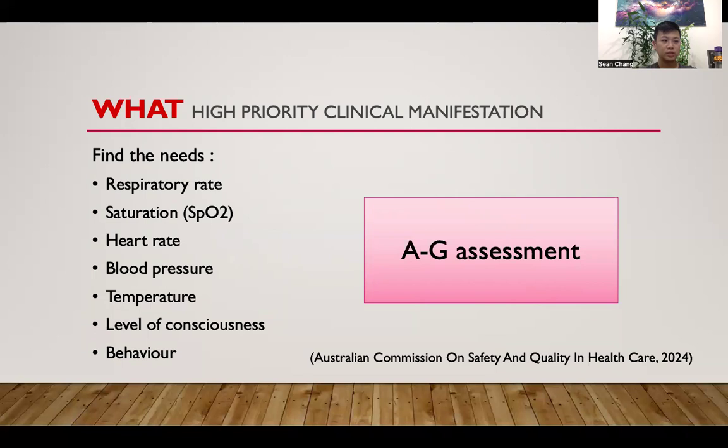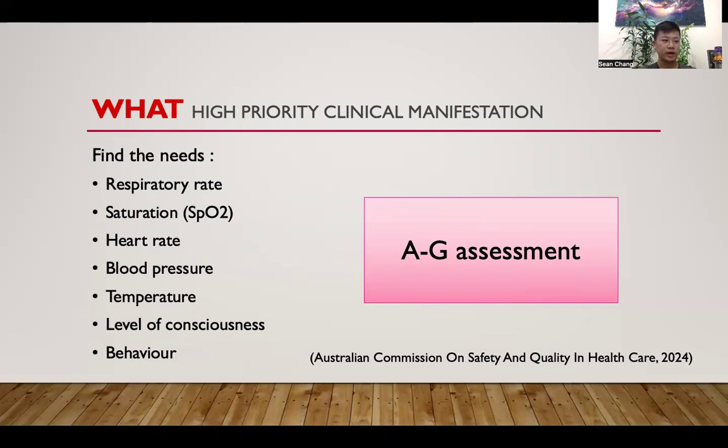The Australian Commission on Safety and Quality in Healthcare indicated that great monitoring can ensure the care meets patients' need. The organization also outlines several key parts to monitor, including respiratory rate, saturation, heart rate, blood pressure, temperature, level of consciousness, and behavior. These elements generate the format of primary survey as the A-G assessment. When conducting an A-G assessment, a SAGO chart is used.